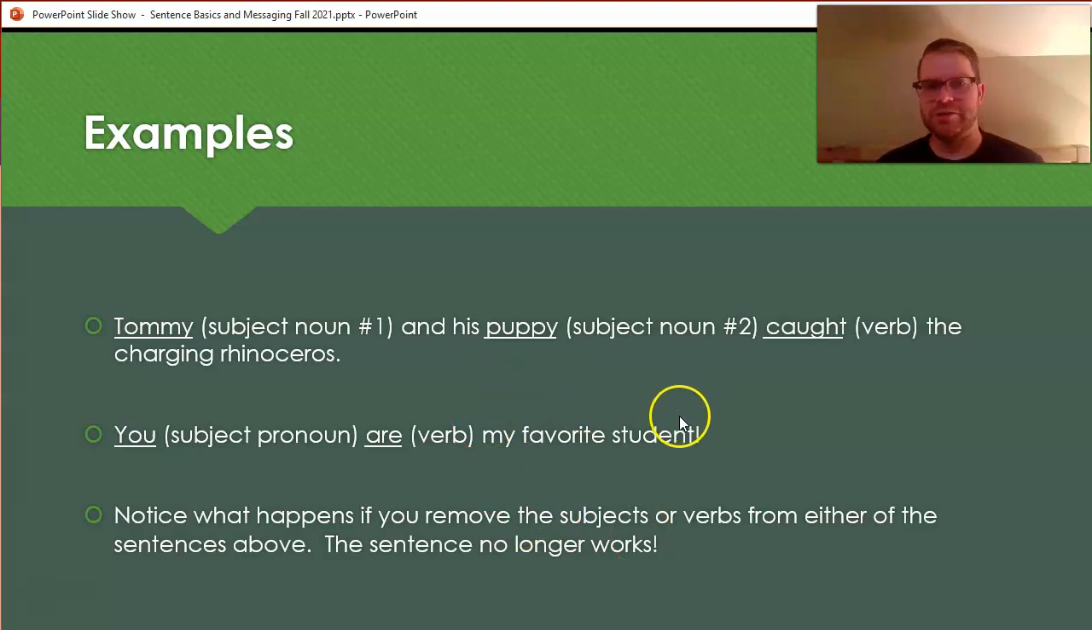If I just said caught the charging rhinoceros, it opens up the question, who caught the charging rhinoceros? We need a subject there. If I just said you my favorite student, that is way too slangy. We need a verb there in order to be writing or speaking informal English. You are my favorite student.